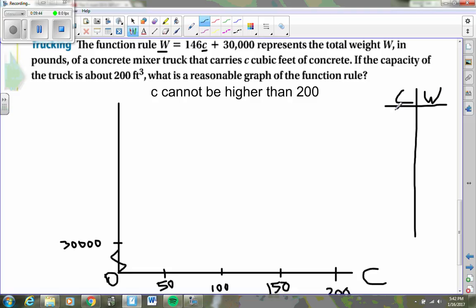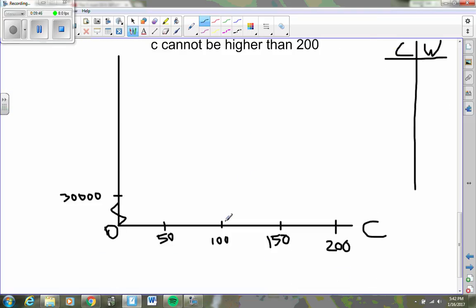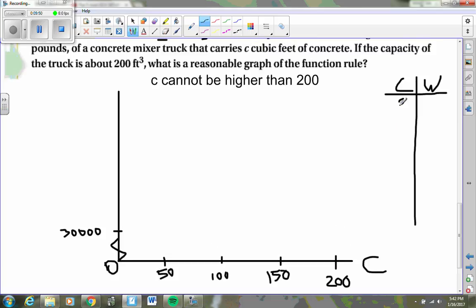The values of C I'm going to choose are going to be the ones that I marked off here on the C axis. So I'm going to go 0, then I'm going to go 50, 100, 150, 200.